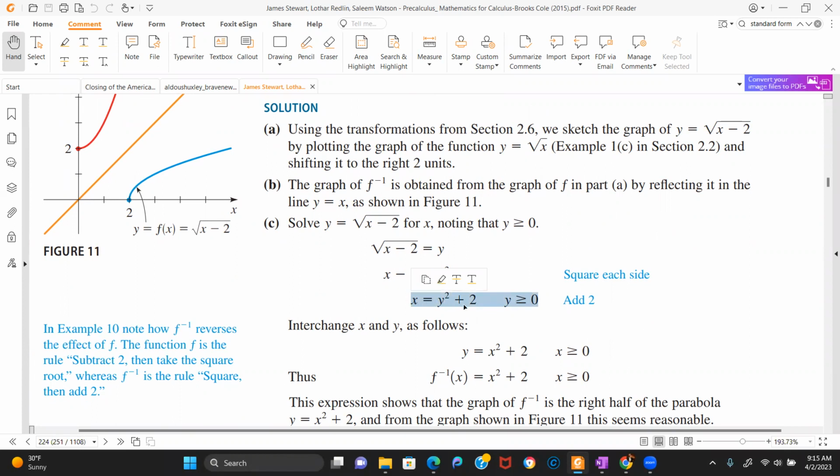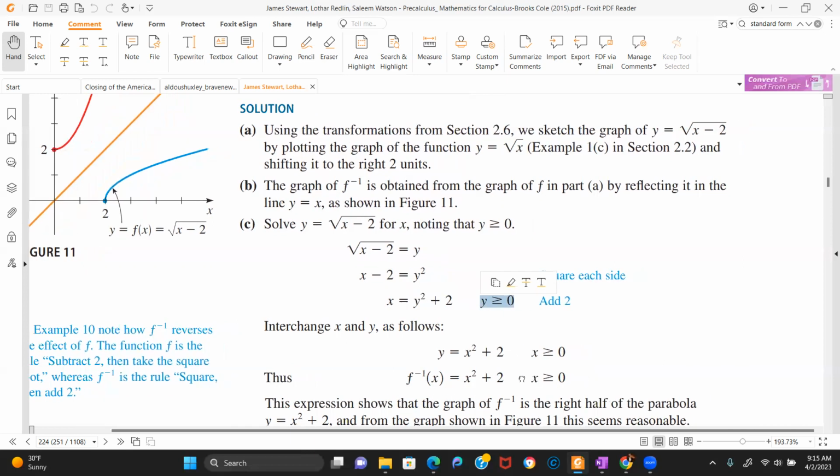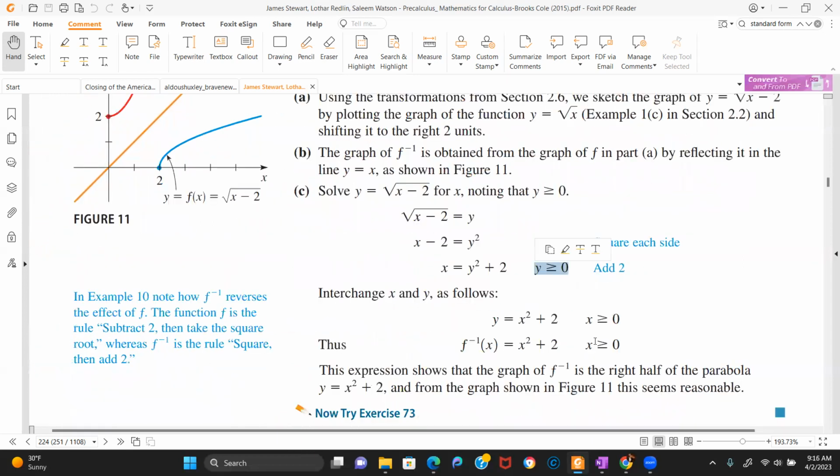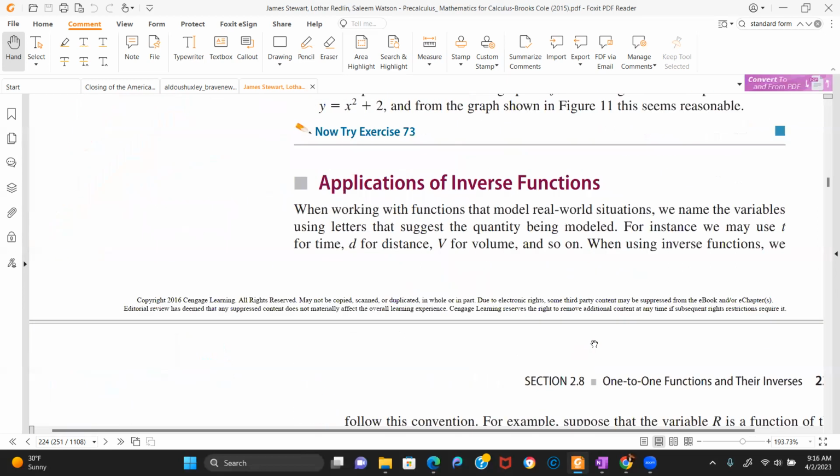Y squared plus 2 is going to be a non-negative number. In fact, y squared plus 2 is always going to be greater than or equal to 2, because y is going to be greater than or equal to 0. And so that implies that x is going to be a positive number only, right? So we're only graphing half of the parabola, which makes sense. We don't want to graph the whole parabola because that's not an injective function.